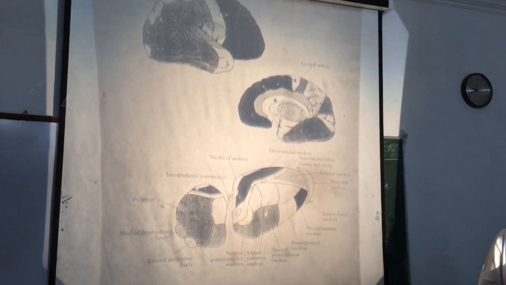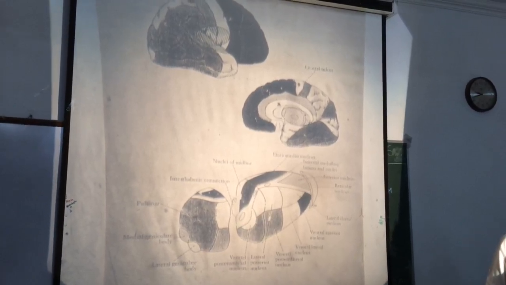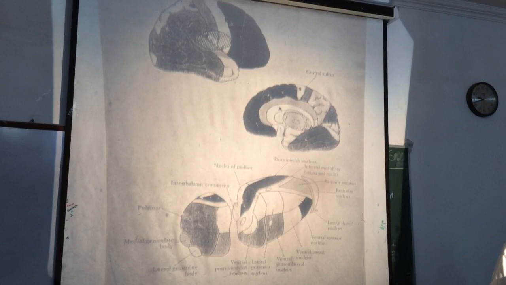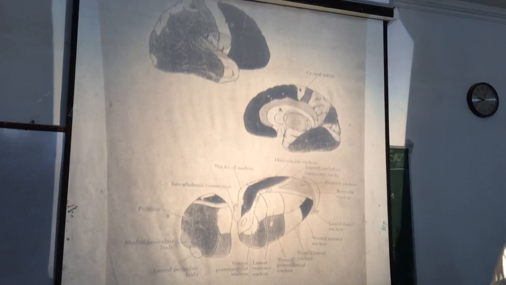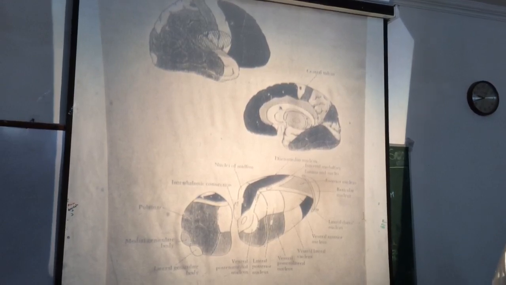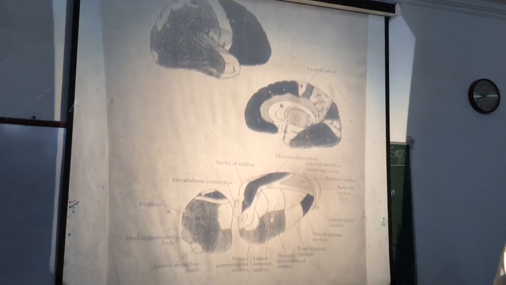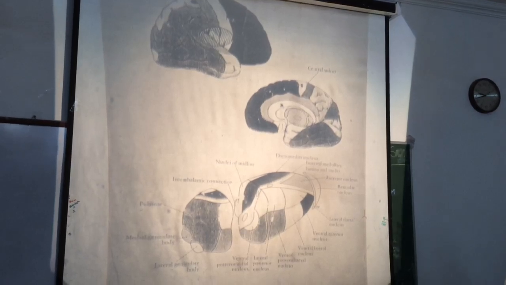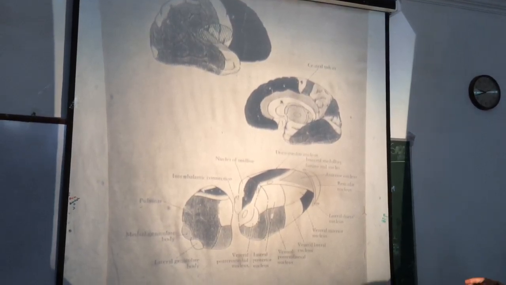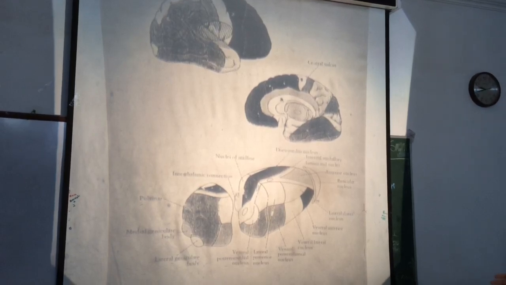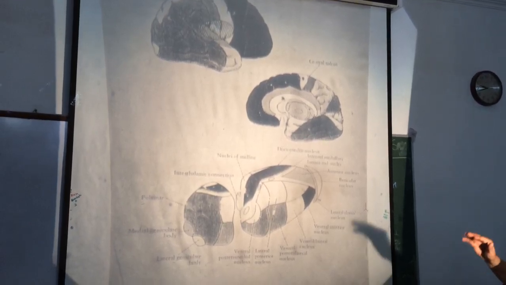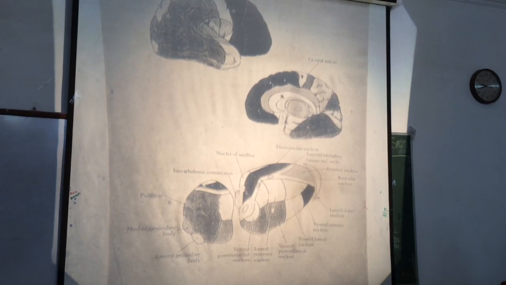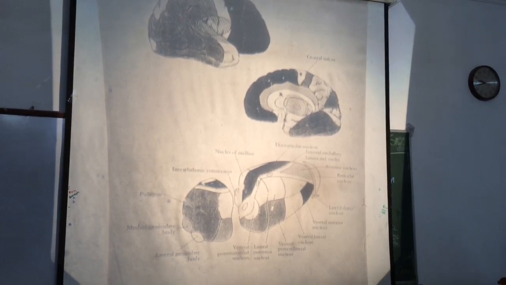On the lateral surface of thalamus, there is a layer of white matter, which is called external medullary lamina. So external medullary lamina is the layer of white matter on the lateral surface of the thalamus.